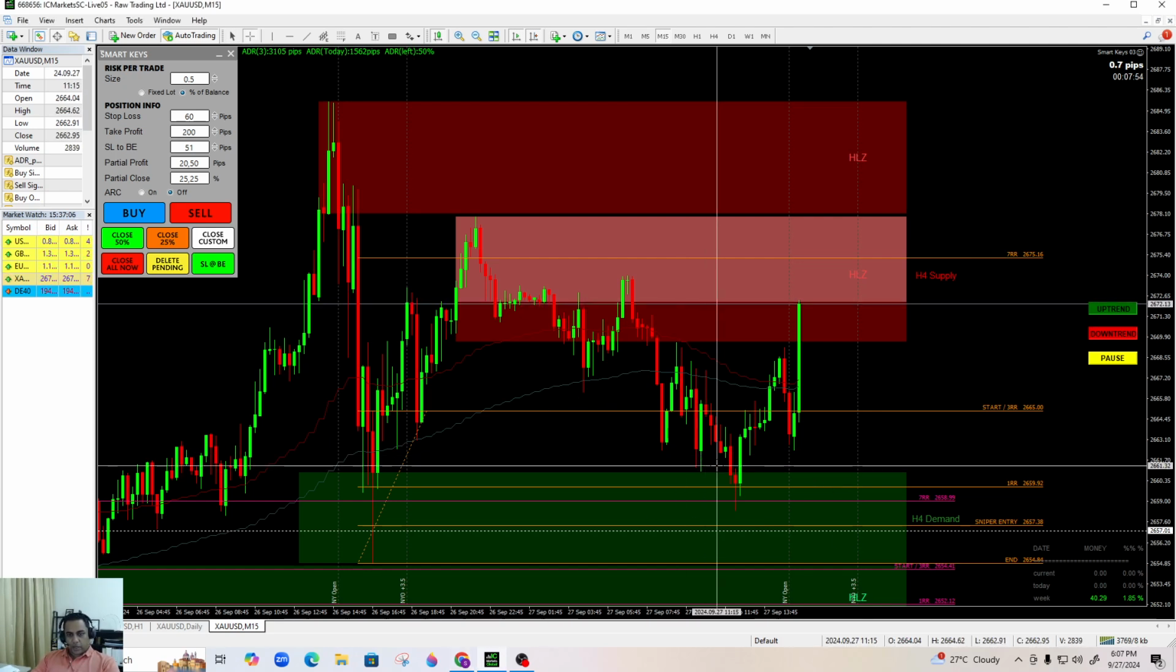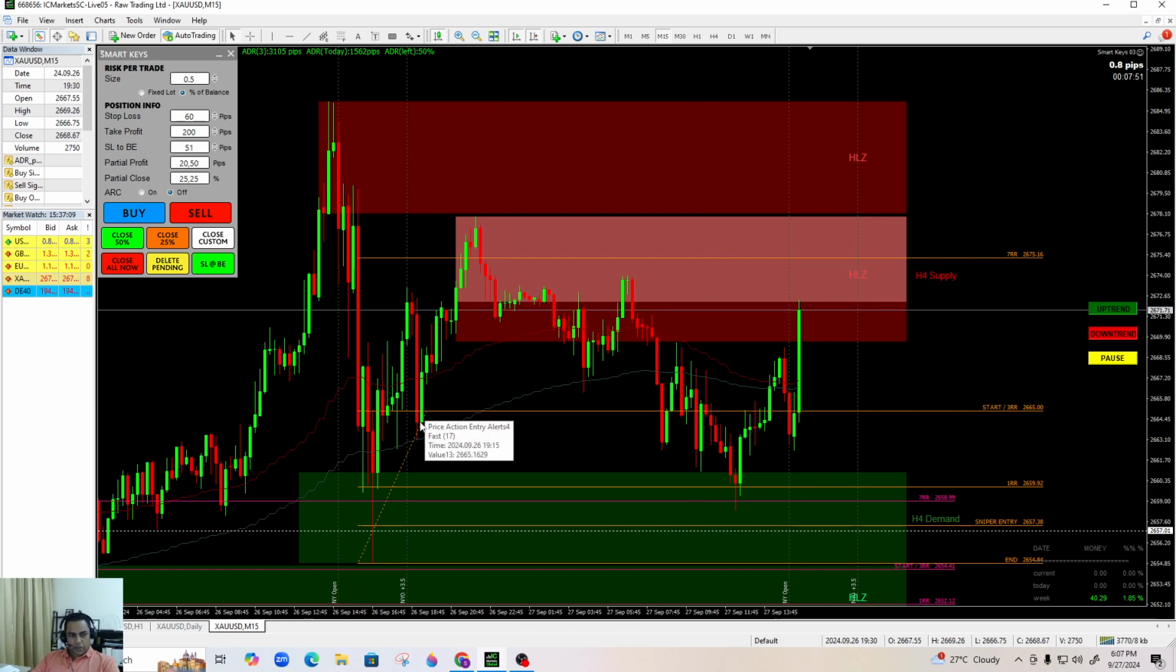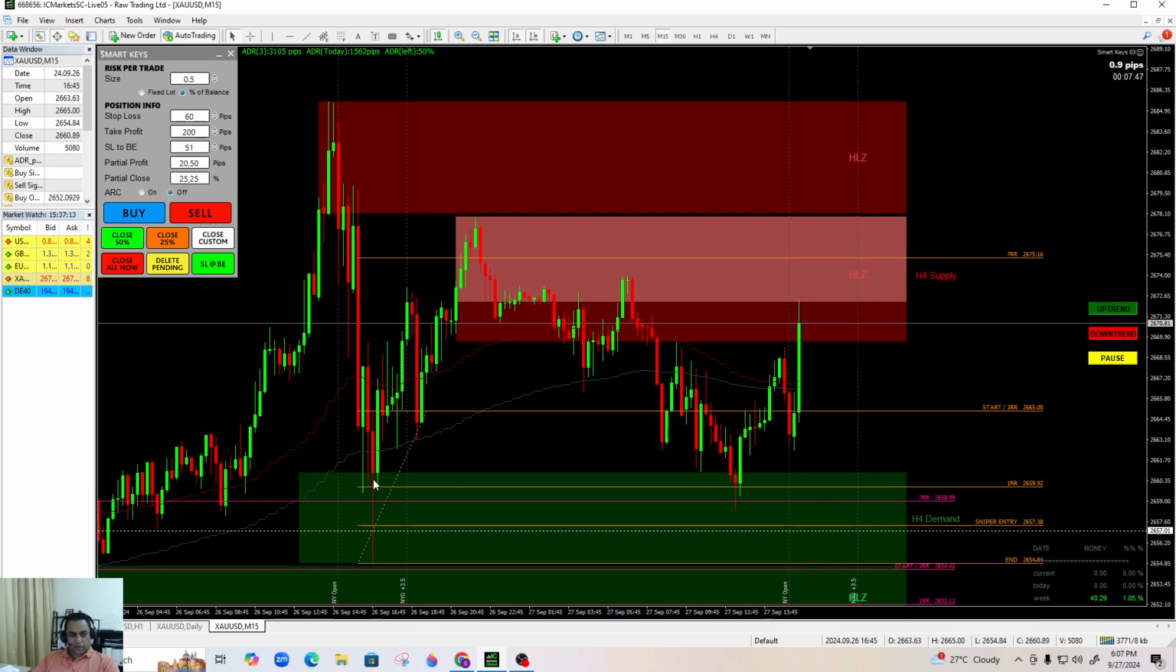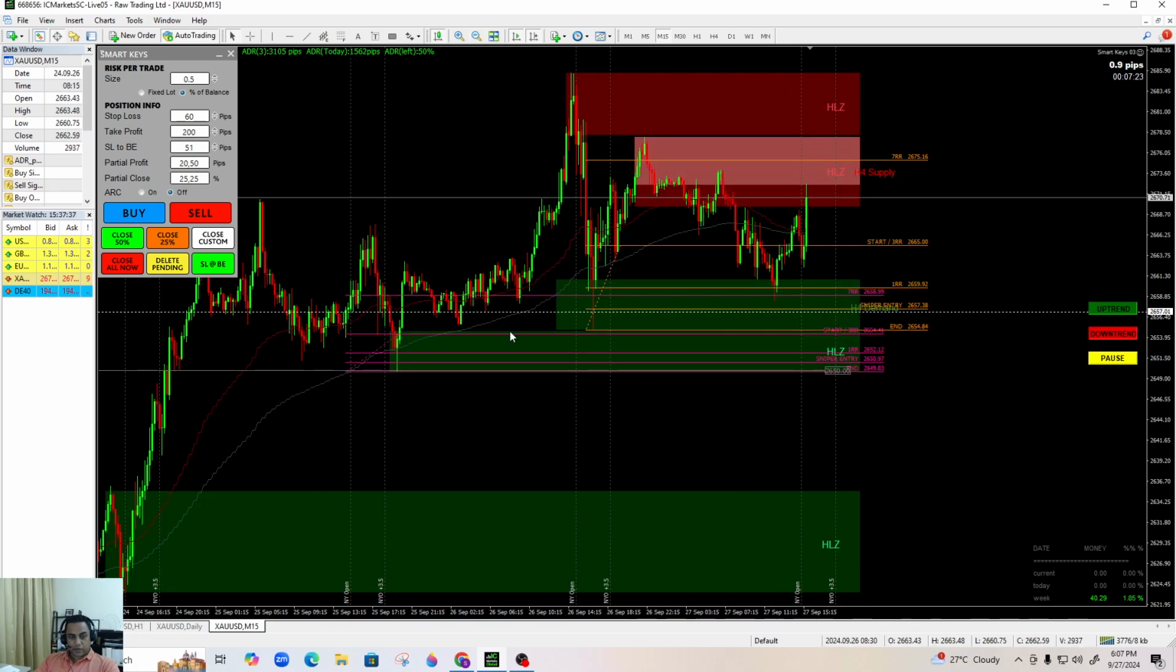So price came down. Just make a note of this fib that I've drawn based on this liquidity wick candle, right? This liquidity wick candle was around the NYSE open yesterday during New York. So it's a very important candle. Price came to the midpoint of that candle, right? That midpoint aligned with this level of this candle.